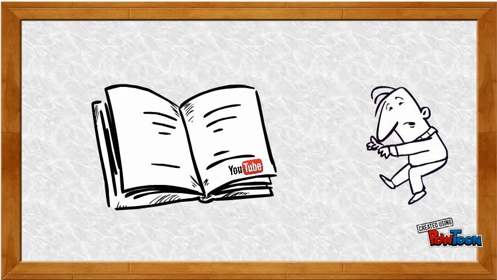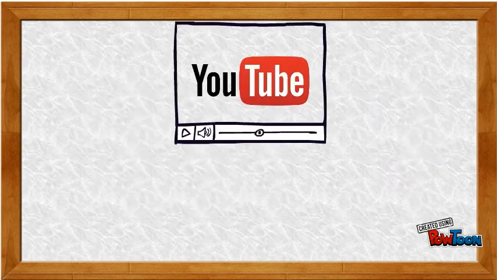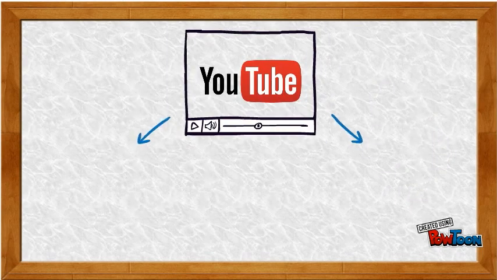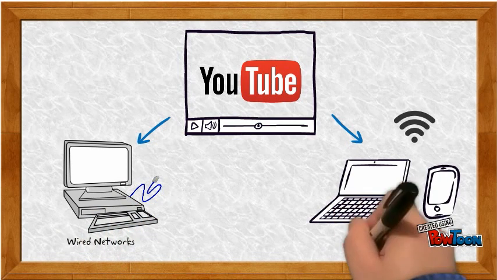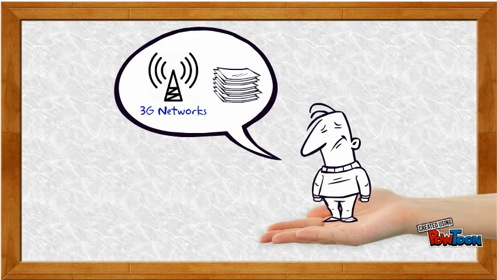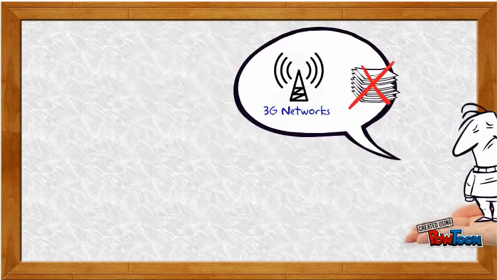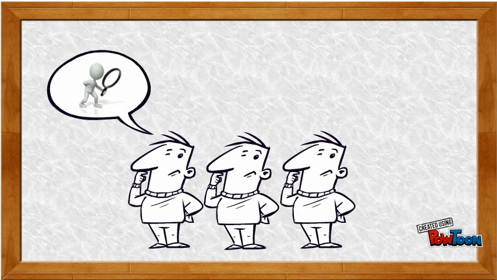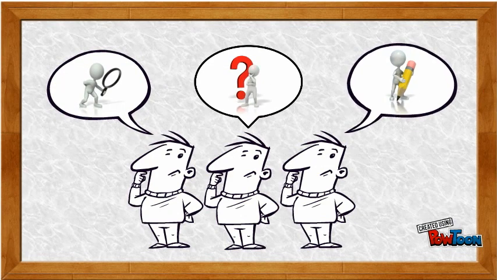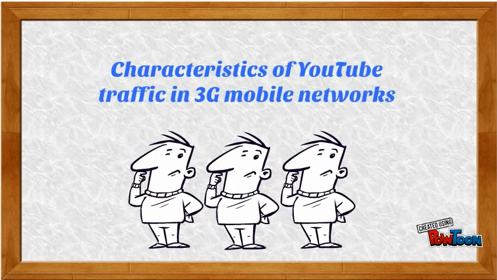While there are publications that characterized and analyzed YouTube's traffic when accessed from personal computers connected to wired networks and mobile terminals connected to Wi-Fi networks, there were none for accesses from mobile networks. This was why a team from the University of Granada decided to take on the tasks of analyzing, determining, and describing the characteristics of YouTube traffic in 3G mobile networks.